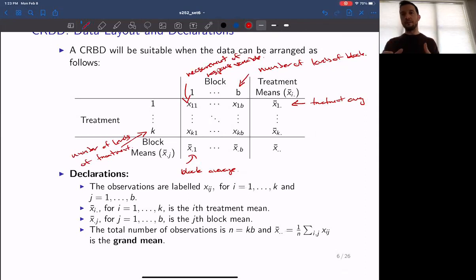Okay, so every block design is basically just a rectangle where you have treatments and blocks, or blocks and treatments, depending on how you want to look at it. The blocks are going to have b entries and the treatments are going to have k entries. And then we can get block means, treatment means, and the overall mean.